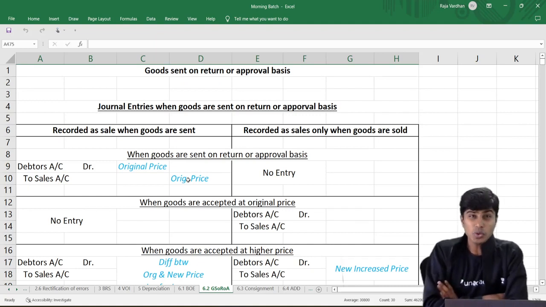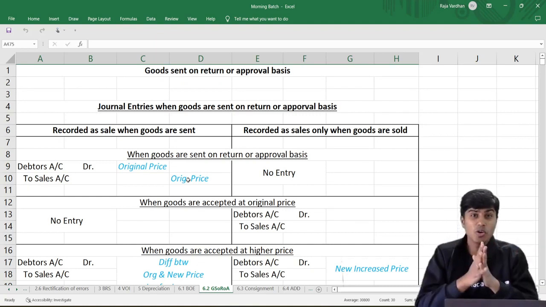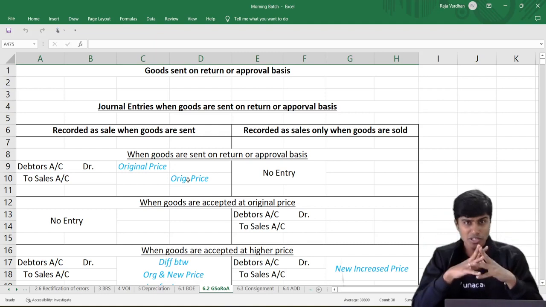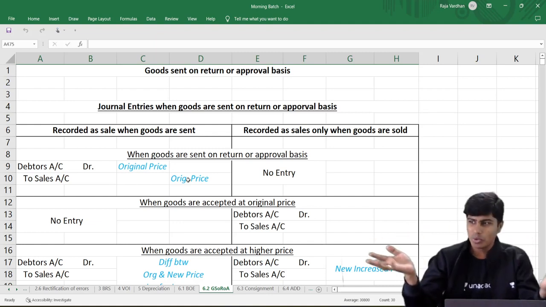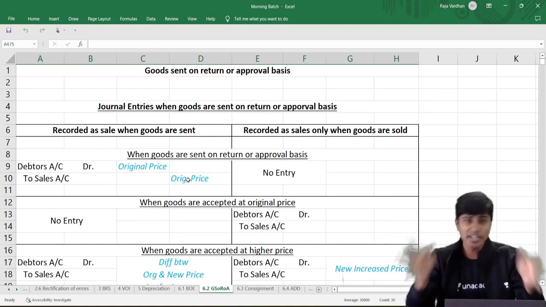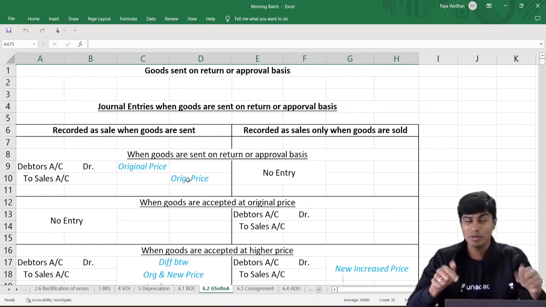In the previous video, you might have seen me discussing the entire conceptual understanding of goods sold on return or approval basis, or goods sent on return or approval basis. This is a continuation of the previous video. So if you have not seen the previous video, please pause this video right now and go back to the previous video. It's about 35-40 minutes. You can quickly wrap up that video, understand the concept and then come back here. So you'll save a lot of time solving problems.